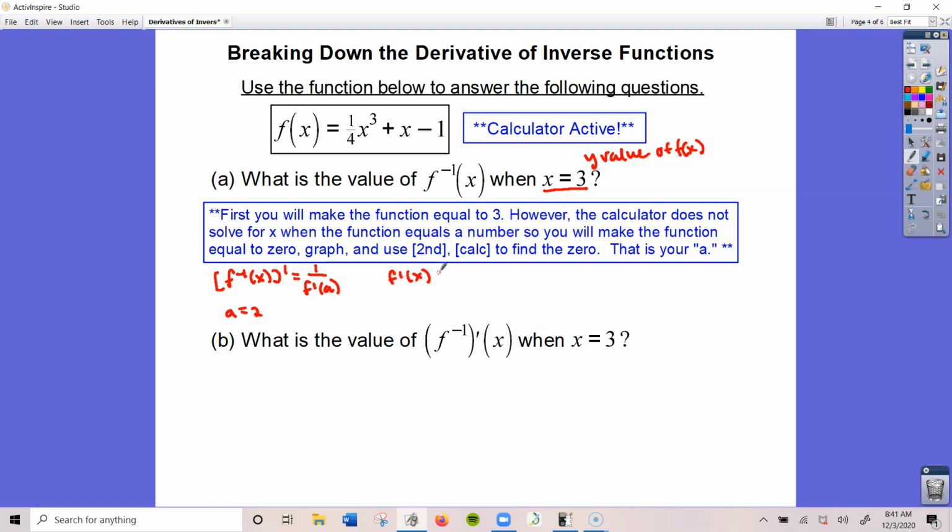So f prime of x is going to equal to 3 over 4 x squared plus 1. And I can also plug in the value. So f prime of 2 is going to equal to 3 over 4 times 2 squared, so 4, plus 1. These 4's would cancel, and I'm left with 3 plus 1, which is 4. So this means, remember, that f inverse of 3 prime is going to equal to 1 over 4.